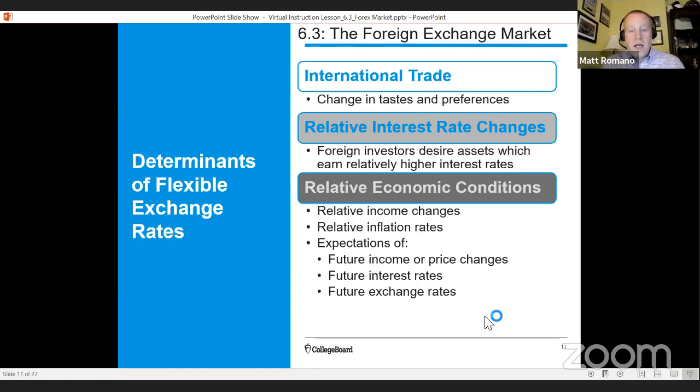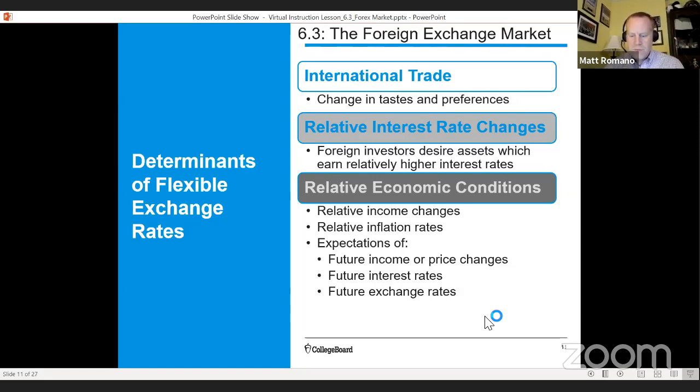Finally, relative income and economic conditions. A lot of different economic conditions, I've just listed a few, are going to influence trade and therefore influence currency valuations through the foreign exchange market. For example, relative income changes. Let's go back to Canada and the US. That's a good example because there's so much trade and such convenient avenues for trade between those two neighbors.